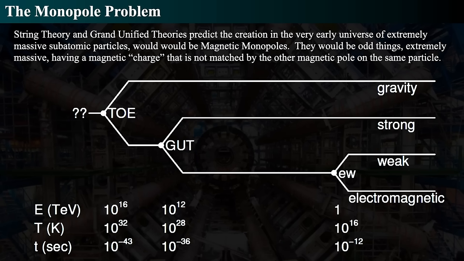All right, next we have what's called the monopole problem, which is a weird one because it's one of the predictions of grand unified theories, is that the universe undergoes some sort of crazy phase transition as it drops below some incredibly high temperature.